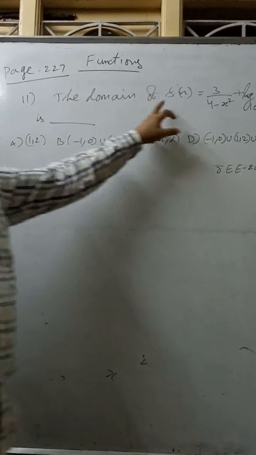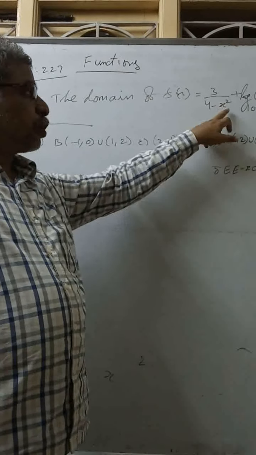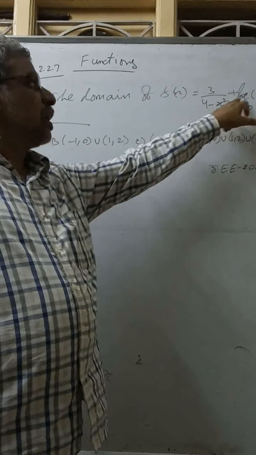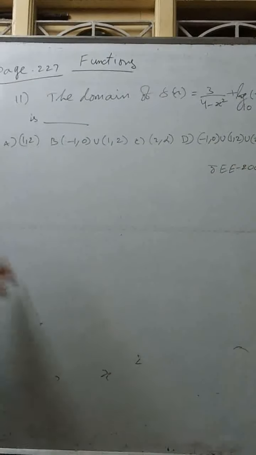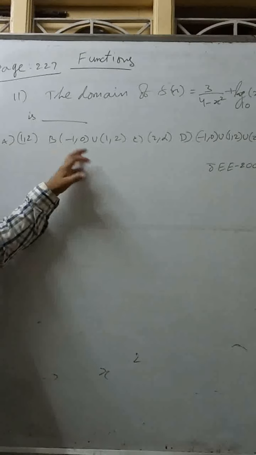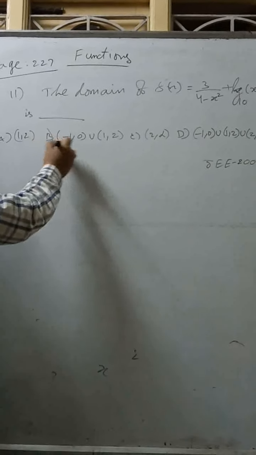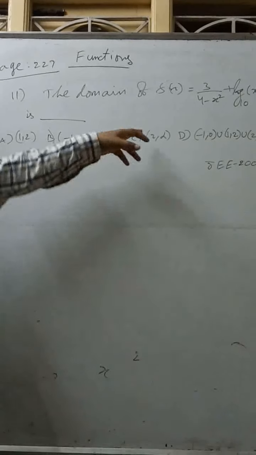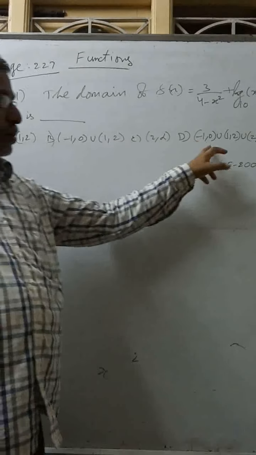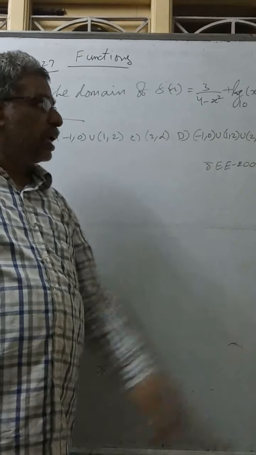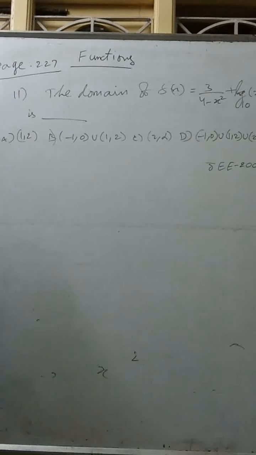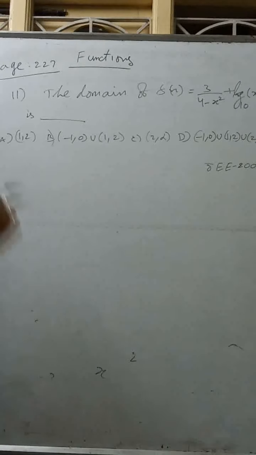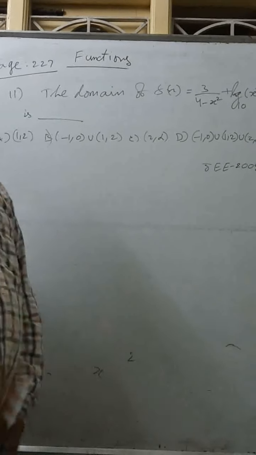The domain of the function f of x equal to 3 by 4 minus x square plus log of x cube minus x base 10 is: option A 1 to 2, option B minus 1 to 0 union 1 to 2, C 2 to infinity, D minus 1 to 0 union 1 to 2 union 2 to infinity, given in some JEE 2005. Now the domain of the function is asking what is meant by the domain we discussed.